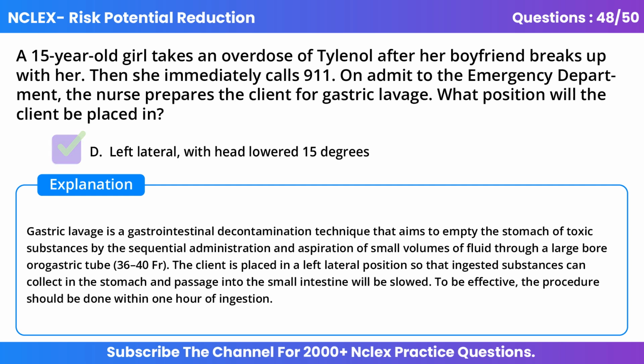Gastric lavage is a gastrointestinal decontamination technique that aims to empty the stomach of toxic substances by the sequential administration and aspiration of small volumes of fluid through a large bore orogastric tube, 36 to 40 Fr. The client is placed in a left lateral position so that ingested substances can collect in the stomach and passage into the small intestine will be slowed. To be effective, the procedure should be done within 1 hour of ingestion.